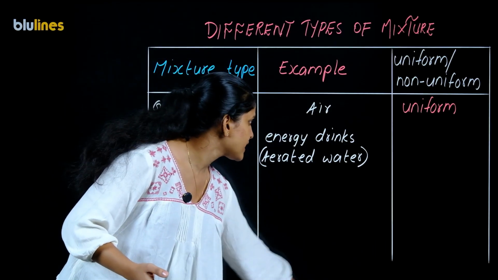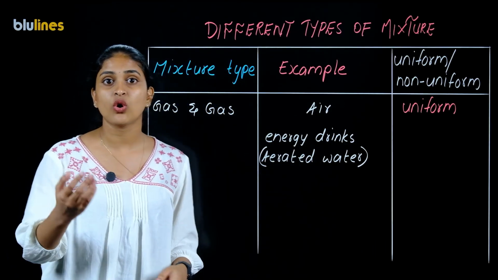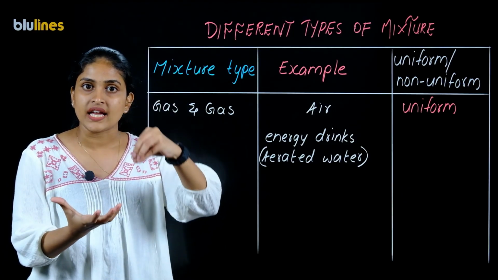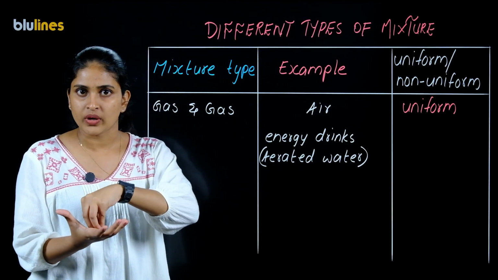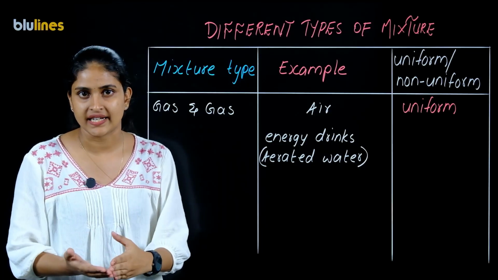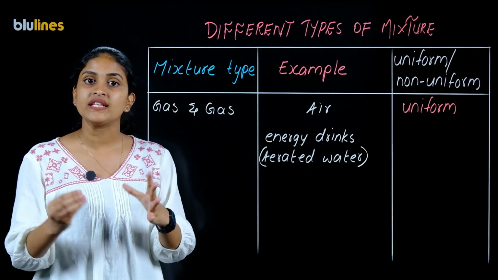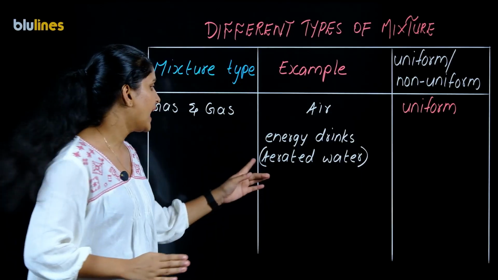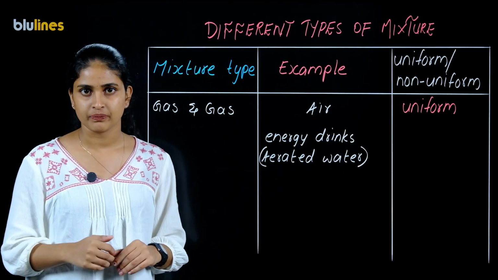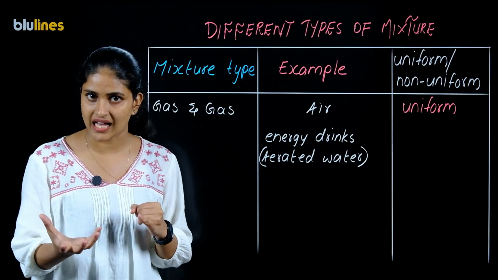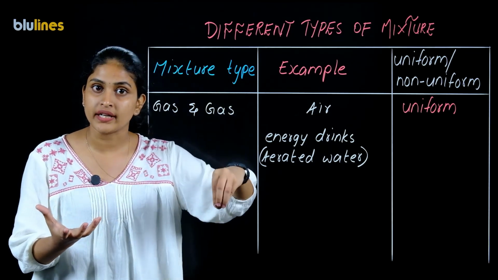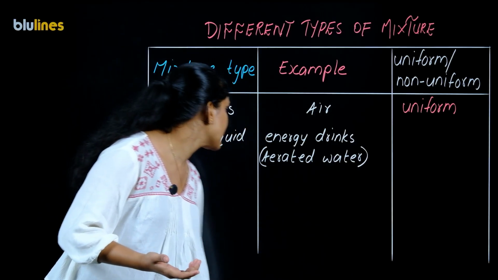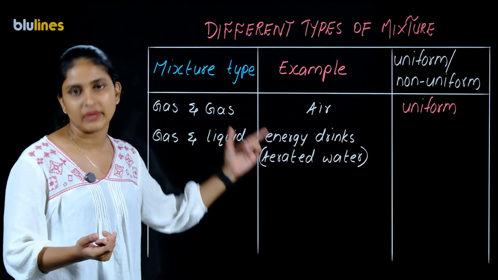Now the next example is energy drinks. The drinks you drink are actually carbon dioxide dissolved in water. That's how we get these drinks. The drink which is formed by the dissolution of carbon dioxide in water is commonly referred to as aerated drink, aerated water. This carbon dioxide is in gas phase and we are dissolving it in water, which is a liquid phase. So, this aerated drink is an example of a gas and liquid mixture.